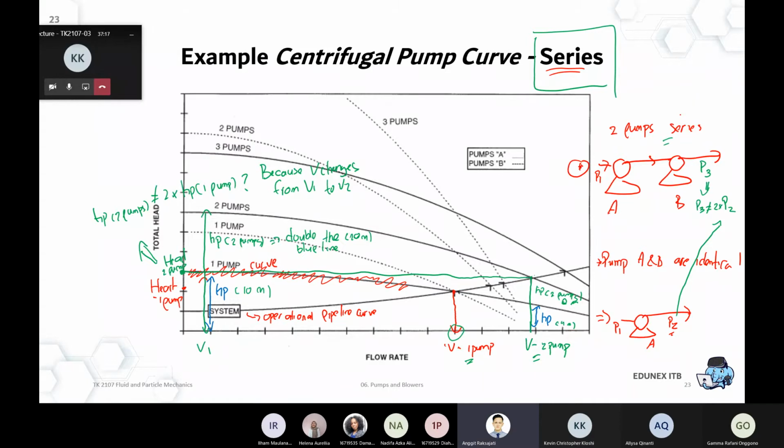What if now we have 3 pumps? Same concept applies. 1, 2, 3. Again, it's not going to be linear at all. Now you just have to add the third line over here. You see that the HP for 3 pumps will triple the HP for 1 pump, the blue line. But when it intersects with the operational curve, that will be the V for 3 pumps. Naturally, the flow rate will increase. It will be able to flow a higher amount of flow rate. Any questions about this slide?